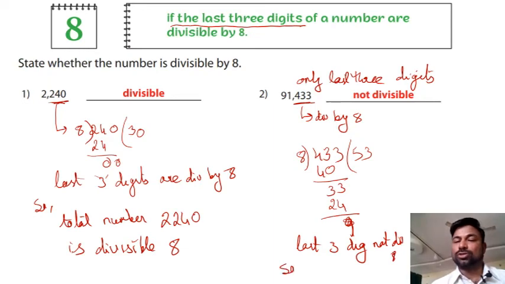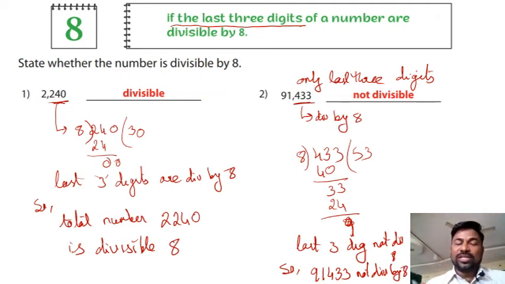So the total number, what's that? 91433, not divisible by 8. So that's the tricky part. So you got it. Take only the last three digits. If the last three digits are divisible by 8, then the total number is divisible by 8. So now let us come back to the other one. It's 9.